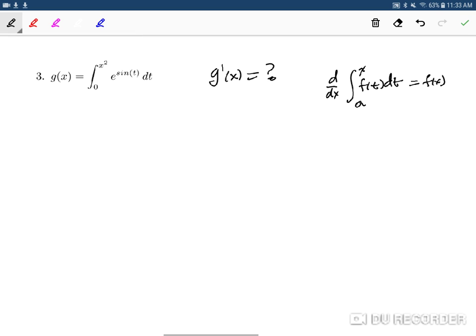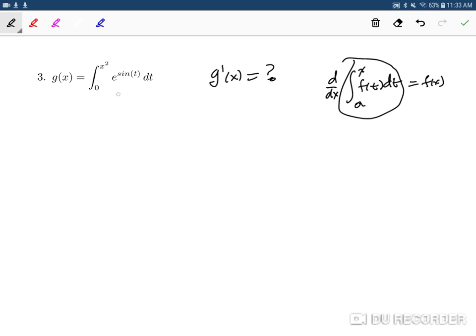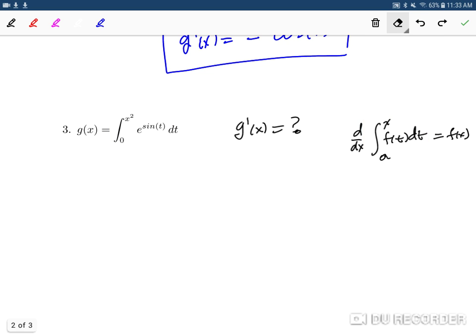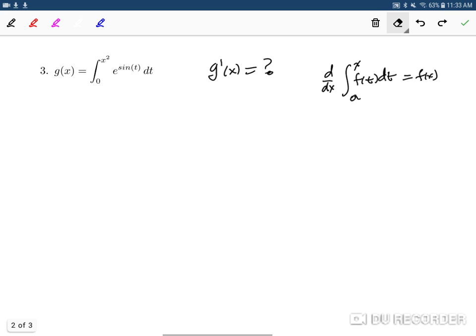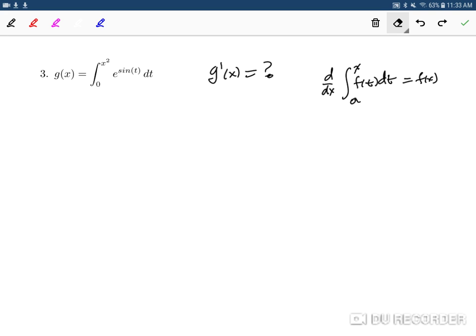Okay, so that's what it is. So we're going to see if we can differentiate this function. Well, this looks almost like that one, except that there I have x squared instead of x. So how do I deal with this?